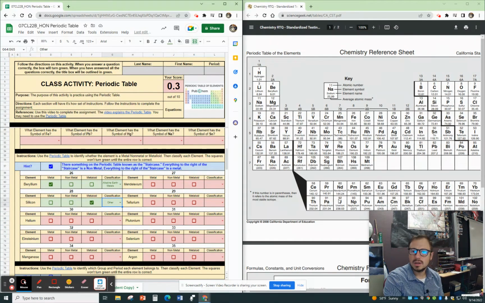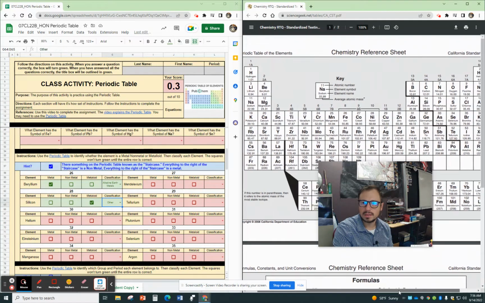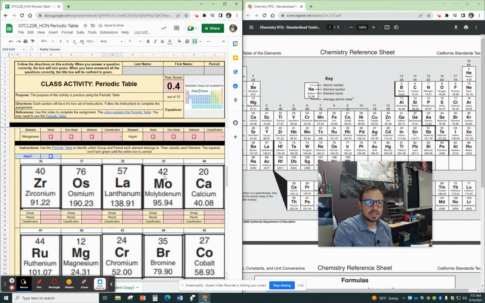So helium, notice, let me scroll over a little bit so we can see the whole periodic table. There we go. Helium is in group 18. It's to the right of that staircase. Helium is a non-metal. And since it is in group 18, it is one of those noble gases. Good. All right. So let's go to the next section.